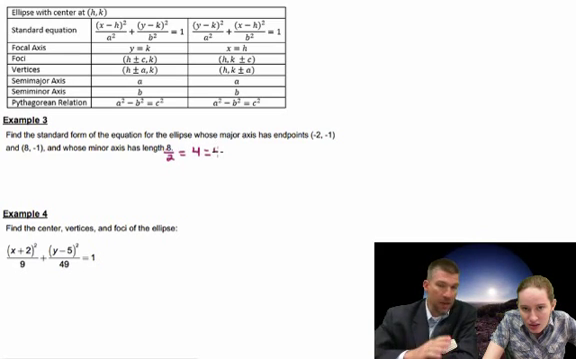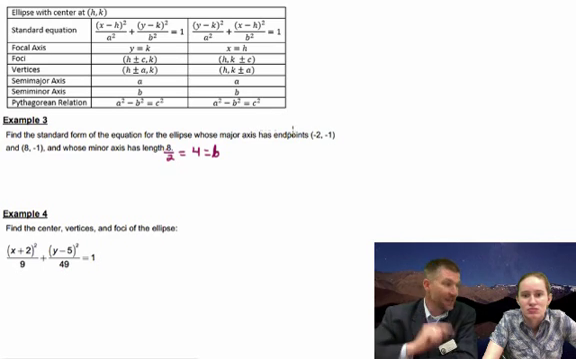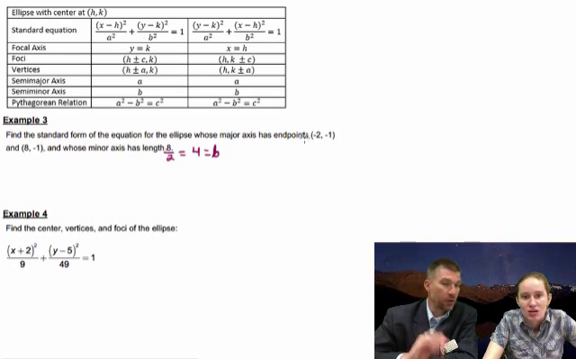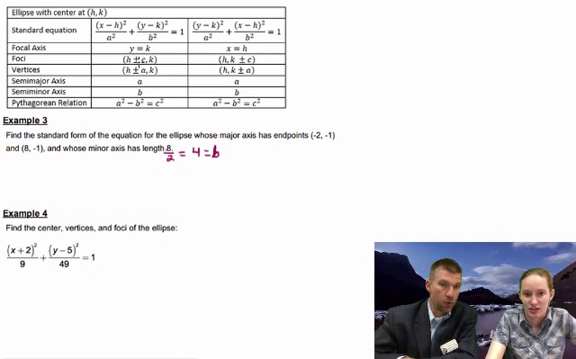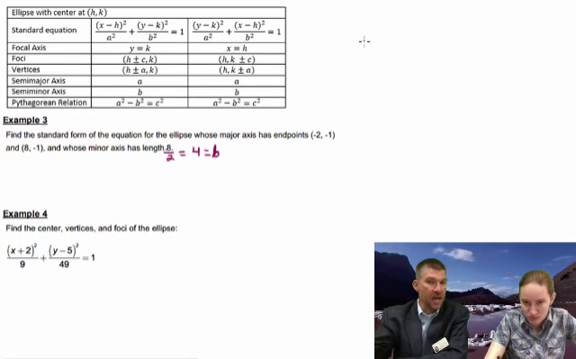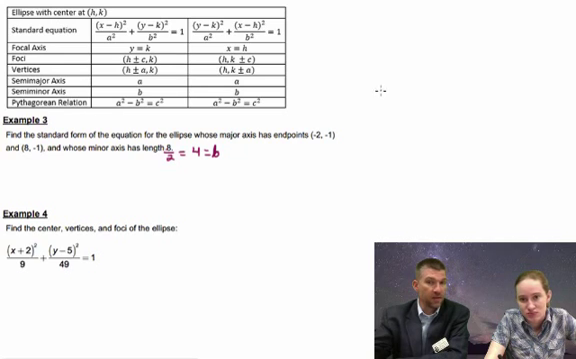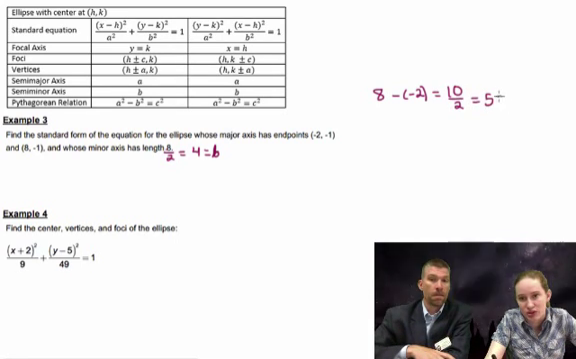And now I have to pay attention here to figure out what a is. It tells me that the major axis has endpoints (-2, -1) and (8, -1). The x coordinate changes here, which tells me that my ellipse is going to have the larger number under x. So if I do where I stop, which is 8, minus where I start, which is -2, and divide that in half, that should give me the length of my major axis. So a should be 5.